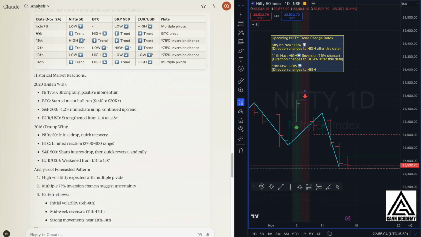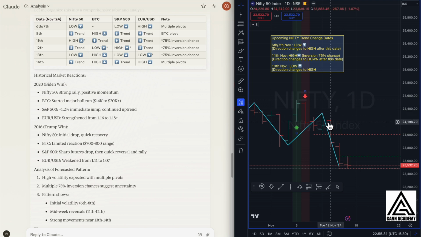We had anticipated that the 6th or 7th would be a low, and if you see here we had a low on the 5th, so it was minus 1 day, which is valid. Then the trend was supposed to go up, and on the 11th we were supposed to form a high. This was supposed to be an inversion high. So on the 11th we formed a high here. This is an inversion high, and after that the trend started moving down.